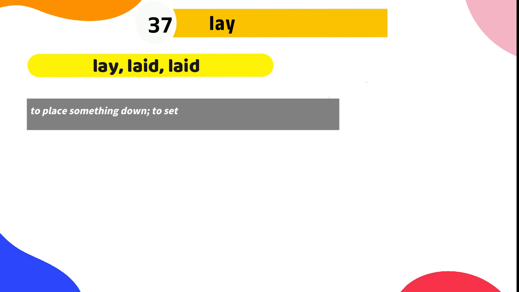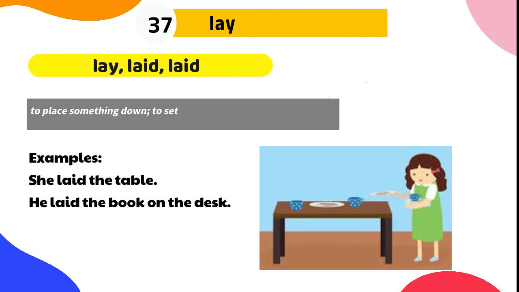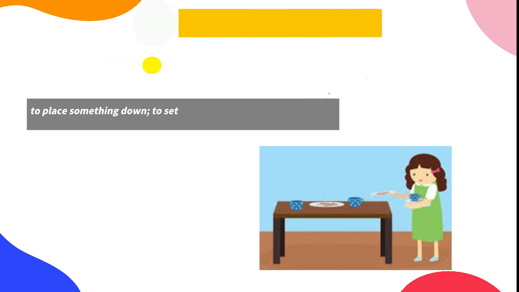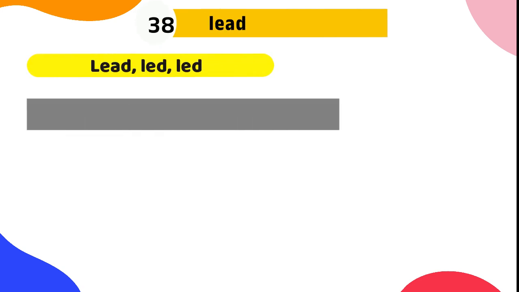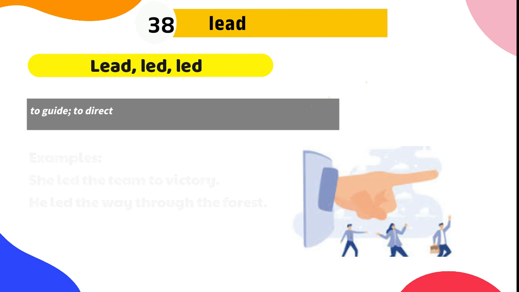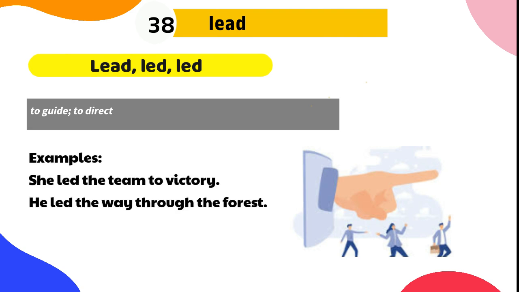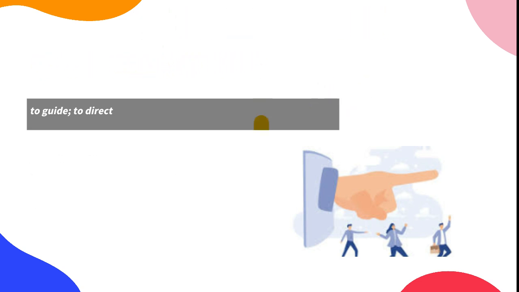Lay, laid, laid. Meanings: to place something down, to set. Examples: She laid the table. He laid the book on the desk. Lead, led, led. Meanings: to guide, to direct. Examples: She led the team to victory. He led the way through the forest.